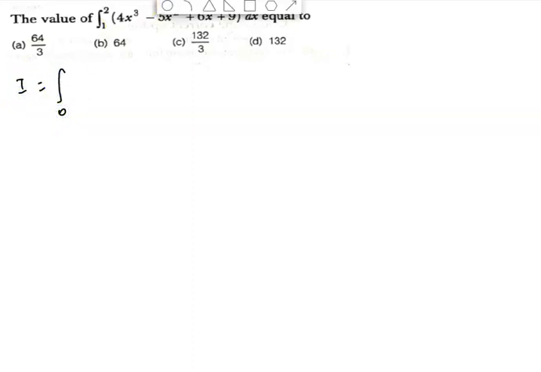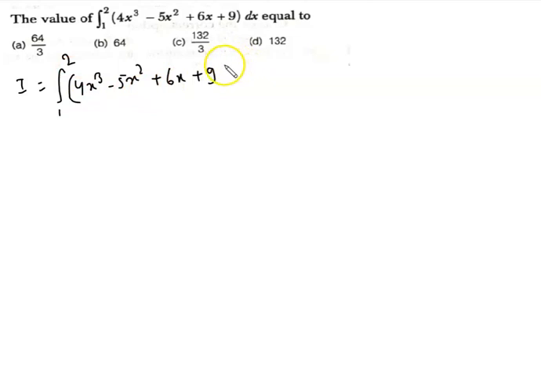The question is the limit 1 to 2, and the function is 4x cube minus 5x square plus 6x plus 9, dx. So we know that it is in the simplest form for integration, because we know the integration of all the given functions that are present in this question.